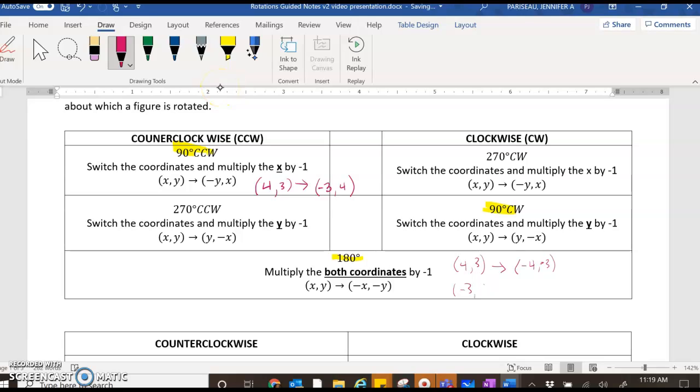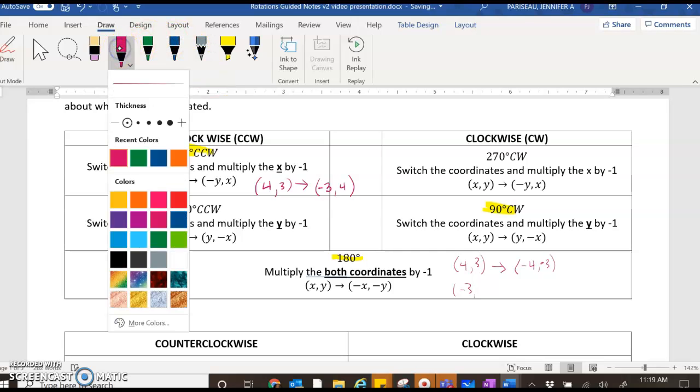Why is my eraser tool not working? There we go. I think my computer's just having a moment. I'll give it a chance to catch up. Okay, one second.